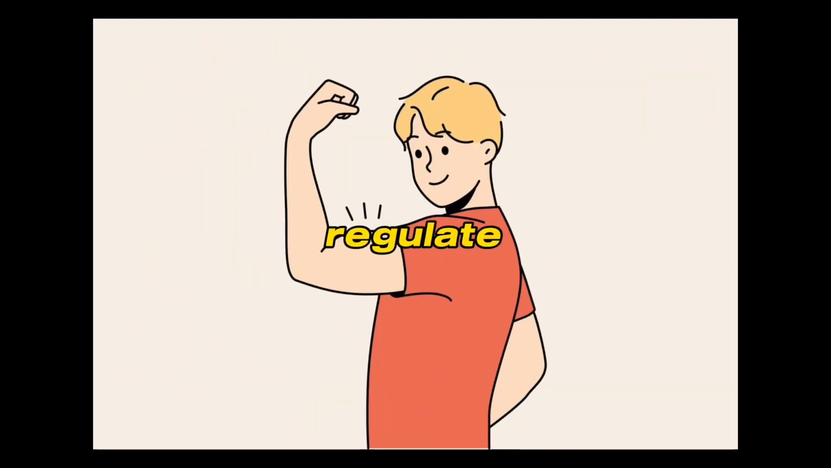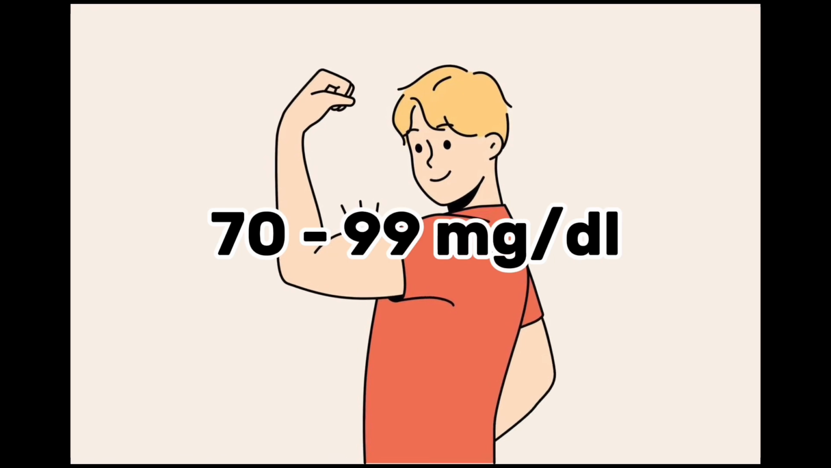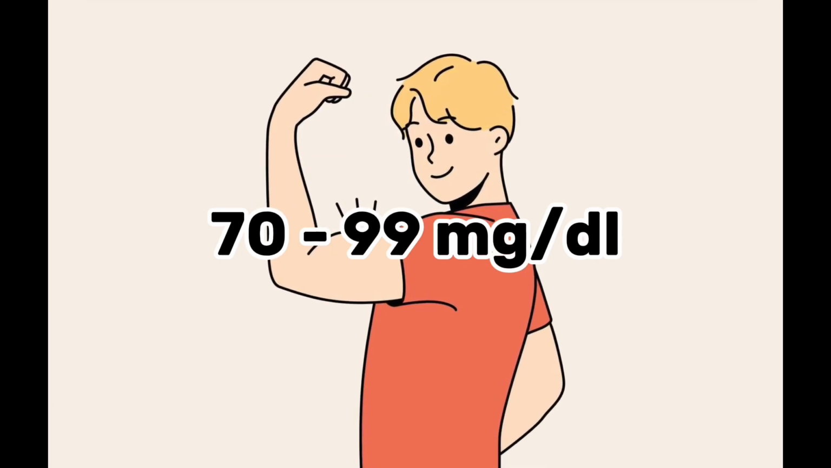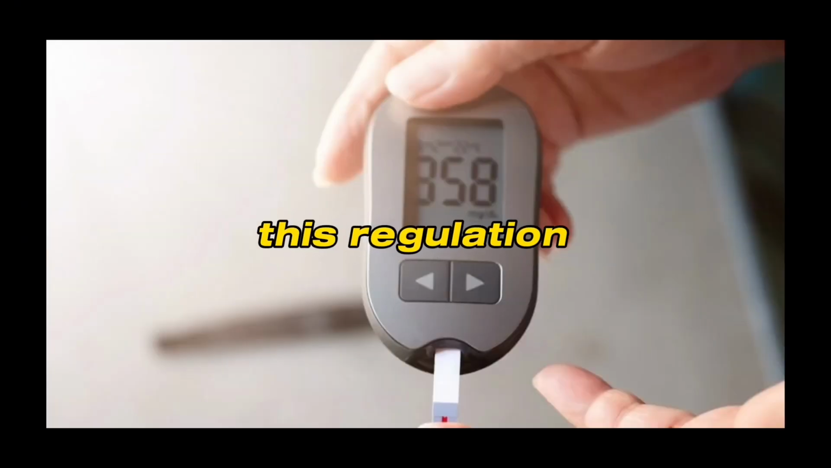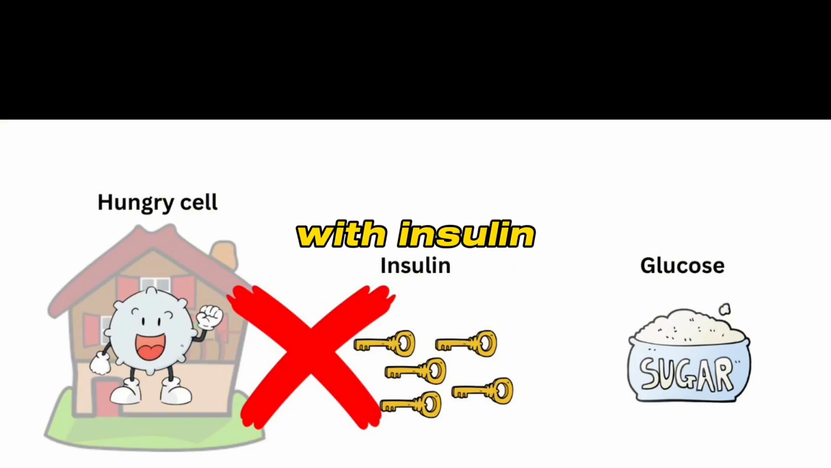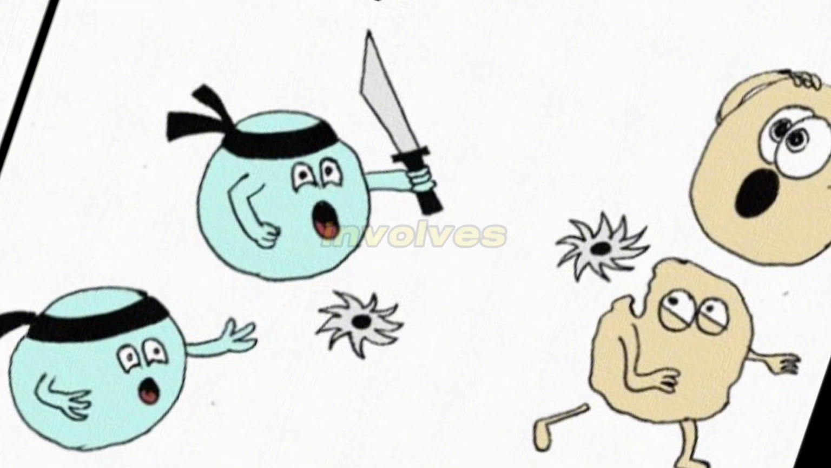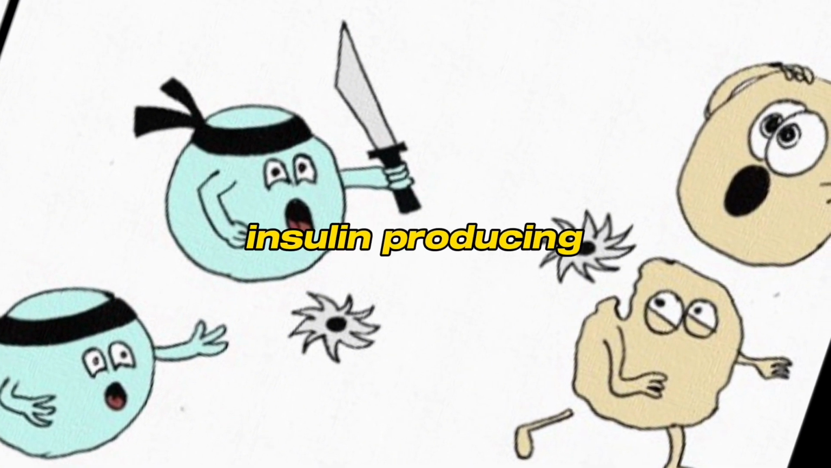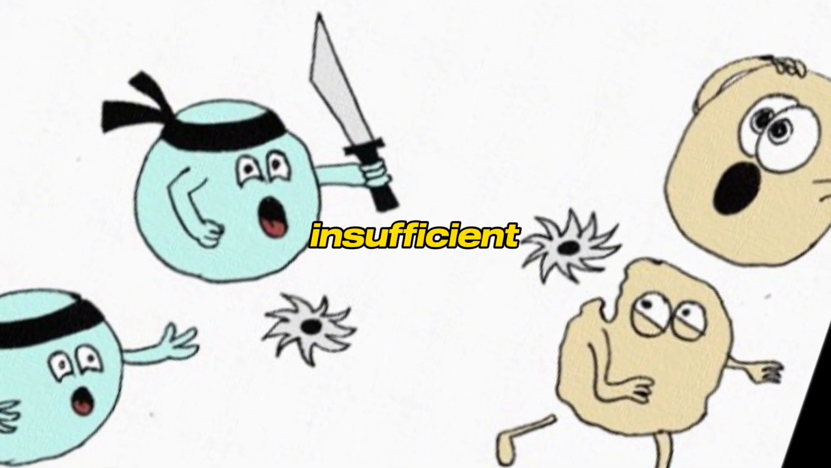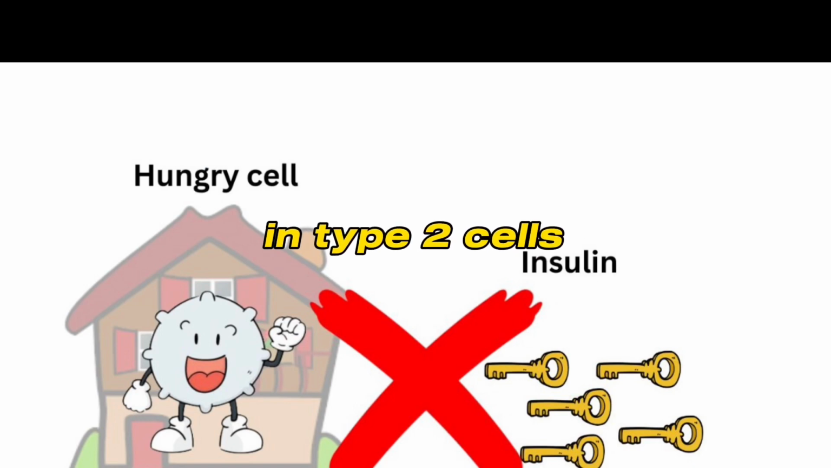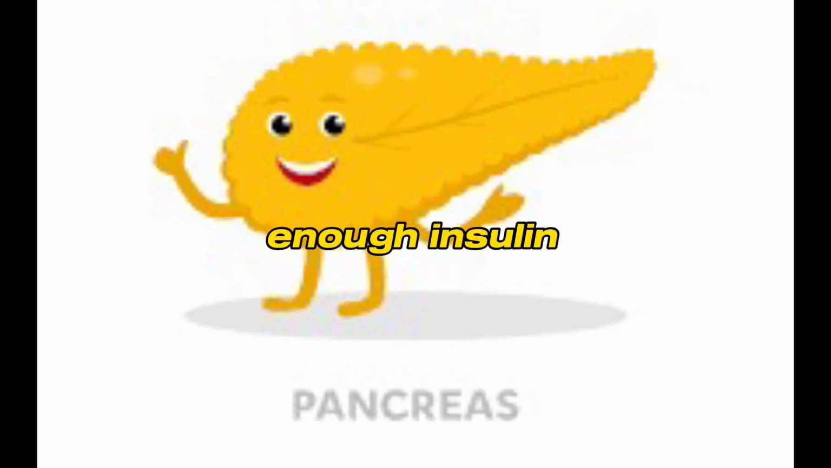Healthy bodies regulate blood glucose within 70 to 99 mg per deciliter. In diabetes, this regulation fails due to issues with insulin, the hormone for glucose uptake. Type 1 diabetes involves the immune system destroying insulin-producing cells, leading to insufficient insulin. In type 2, cells resist insulin's effects, and the pancreas may not produce enough insulin.